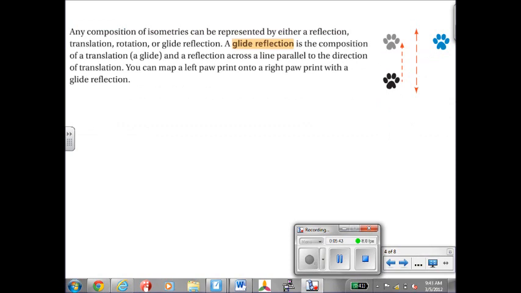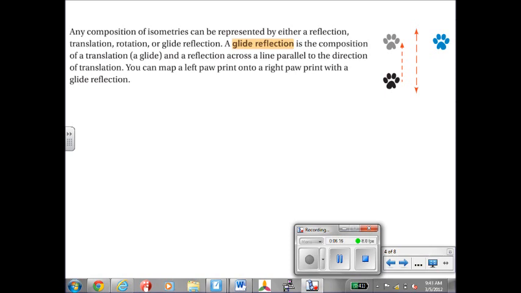Okay, glide reflection. Here's the new thing. Any composition of isometries can be represented by either reflection, translation, rotation, or glide reflection, which you have not learned yet. Here it tells you the definition of a glide reflection. It's the composition of a translation and a reflection. So you move it, and then you reflect it. Okay? And then it gives you these paw prints right here so that you can see it. So it says you can map a left paw print onto a right paw print with a glide reflection.